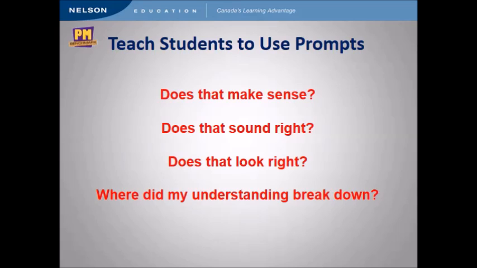So we want students to always be thinking to themselves, did what I just read make sense? Did it sound right? Did it look right? And importantly, where did my understanding begin to break down? In other words, when I was reading, where did it really stop making sense to me? Because this is when I want to engage in self-correcting.